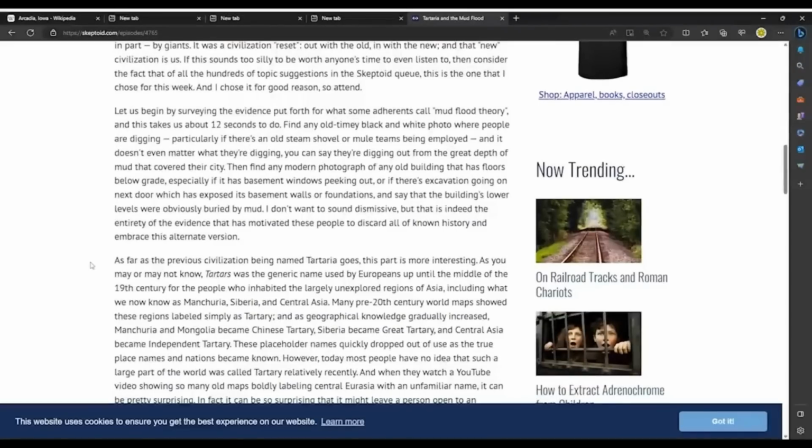Let us begin by surveying the evidence put forth for what some adherents call mud flood theory, and this takes us about 12 seconds to do.